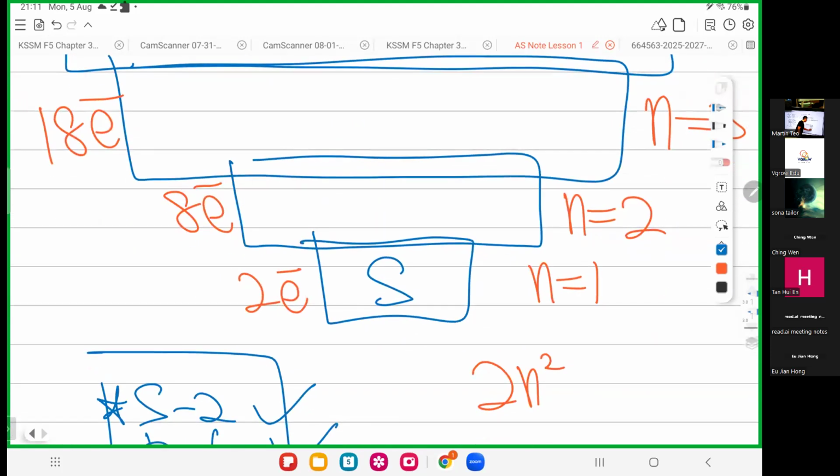Second floor can put 8 persons. So the first 2 persons put in S. Another 6 persons put into P. Okay? So I stop here for a while.